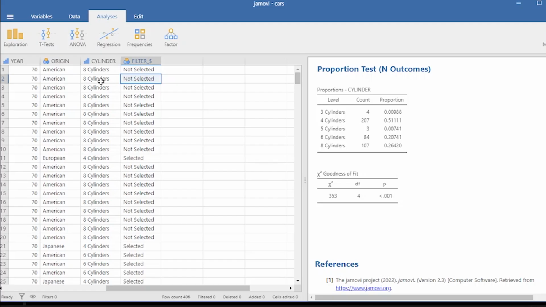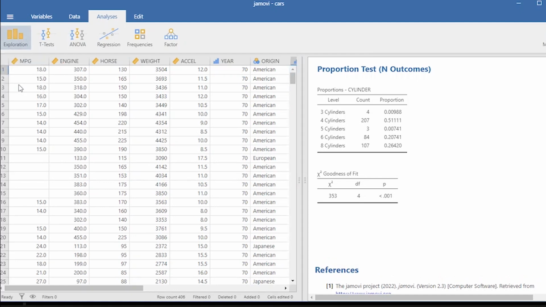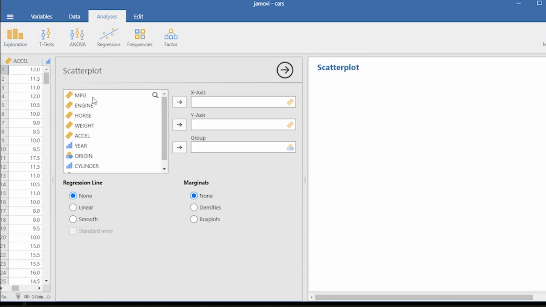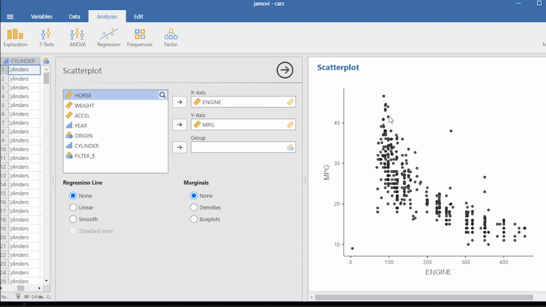Now, the next thing we want to do is test analysis. What we want to figure out is the relationship between, for example, miles per gallon and the engine. Is there a relationship between them? If you remember, we can go to the scatter plot and put the engine on the X axis, and miles per gallon on the Y.